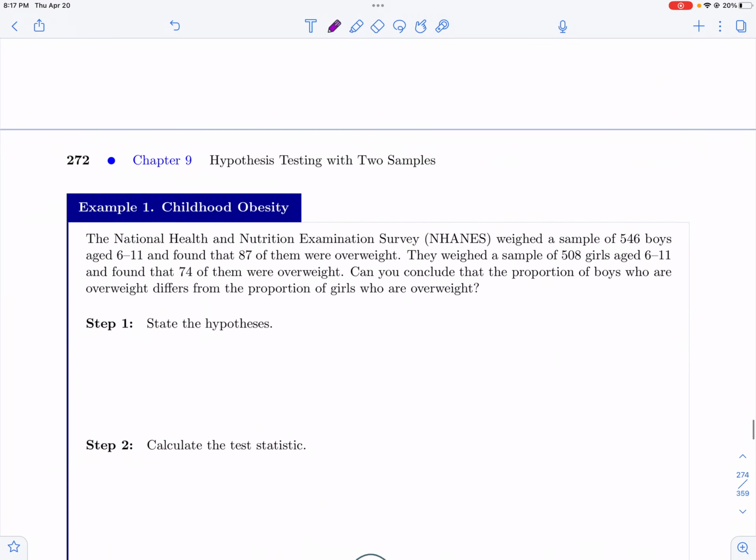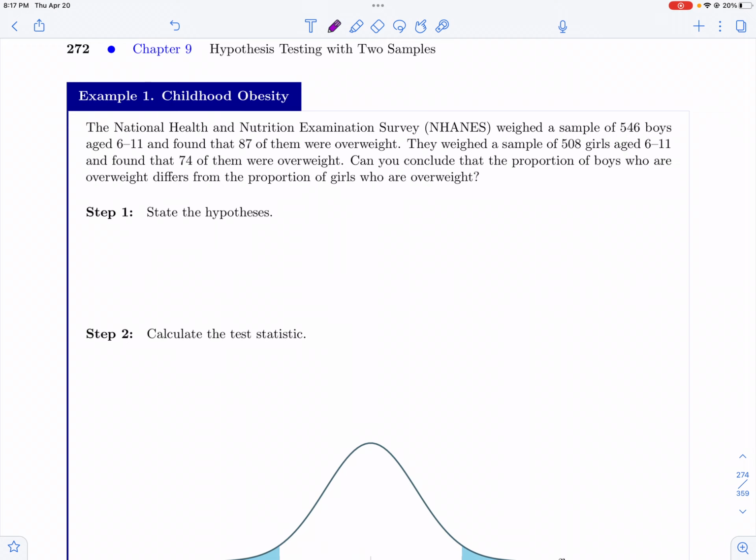Let's take a look at an example to see how we do here. The National Health and Nutrition Examination Survey weighed a sample of 546 boys and found that 87 of them were overweight. They weighed a sample of 508 girls and found that 74 of them were overweight. Can you conclude that the proportion of boys who are overweight differs from the proportion of girls who are overweight? For this one, I'm going to think of P1 as the boys and P2 as the girls, since that's the order they came in the sentence.